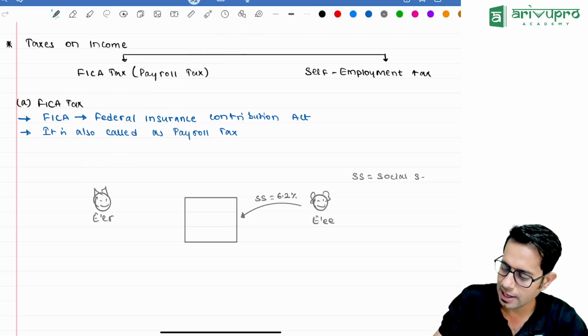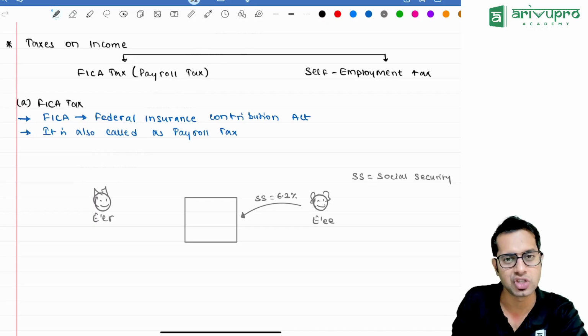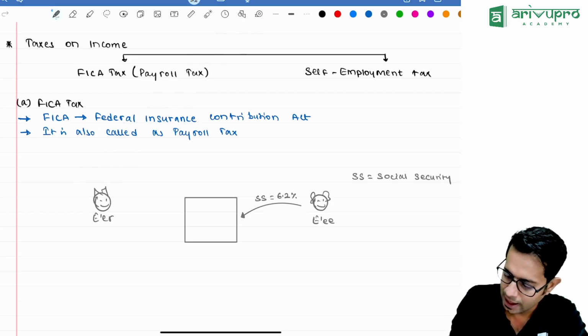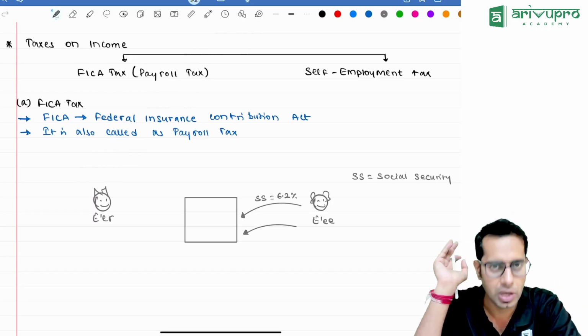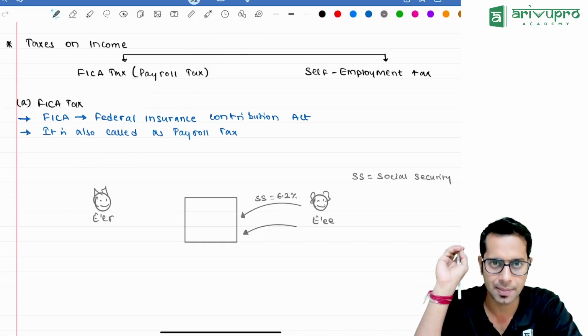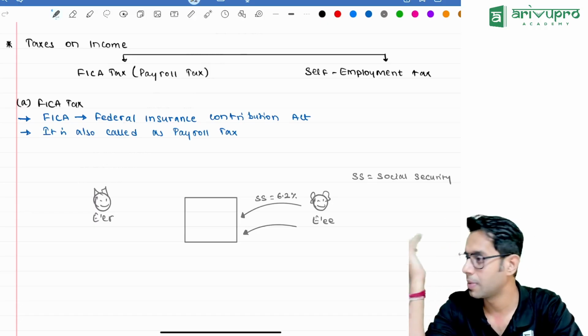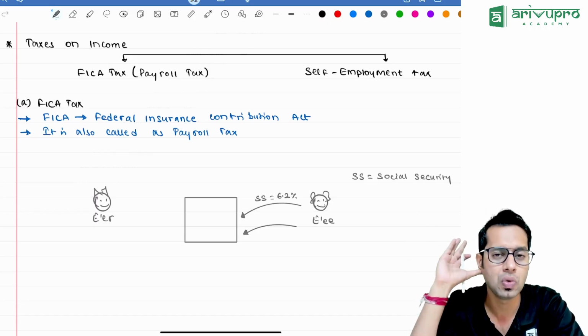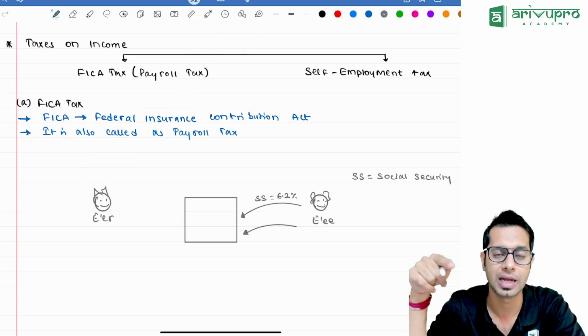Pay 6.2% of your salary as social security tax. Okay, pay me what, sir? Social security tax of 6.2%. And you pay me. So social security is what, sir? It is a fund which I am going to utilize for your old age, at the time of your retirement. Correct? When you become a disabled person, you meet with an accident, you are not able to work at all, I'll give you money. When you are old, I will give you money, I'll take care of you.